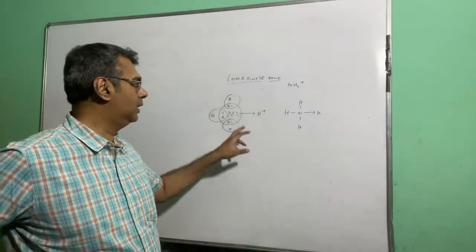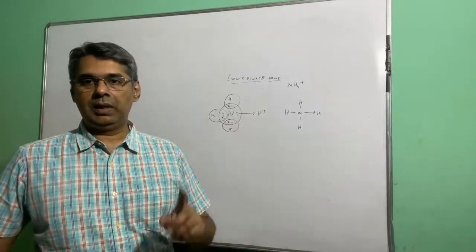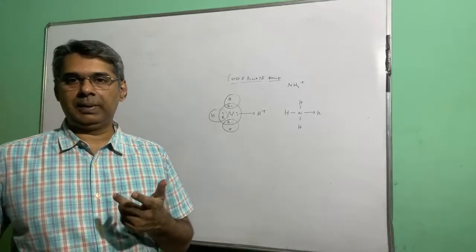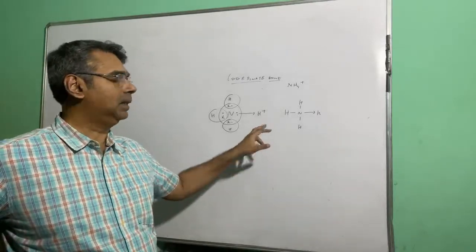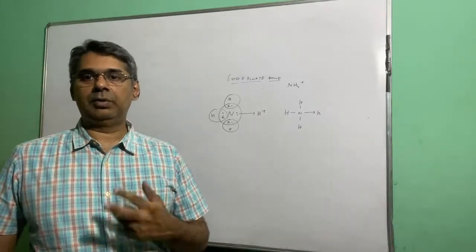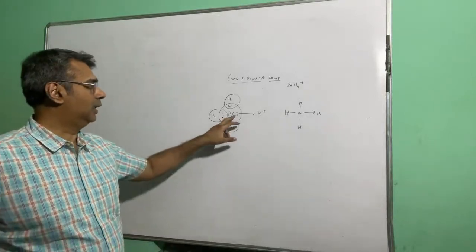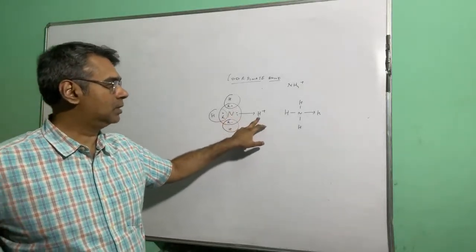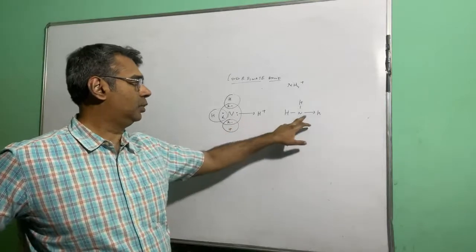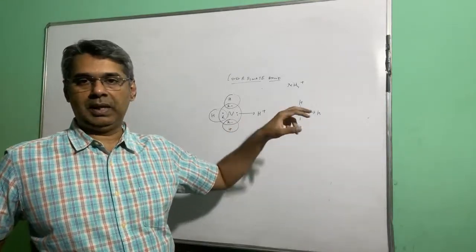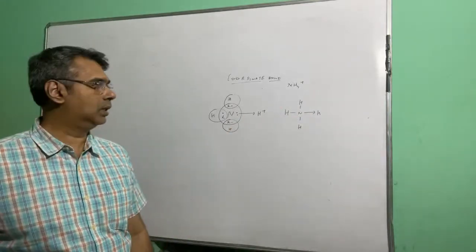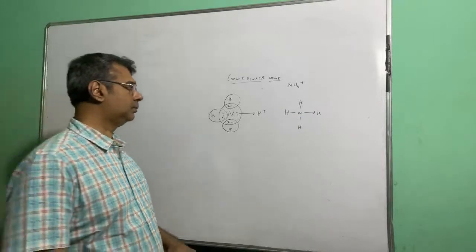If you can give a pair of electrons to H plus ion, then what will happen? It will achieve a duplet. It will have 2 electrons. So you donate these 2 electrons to H plus. That donation is shown by an arrow. When you put an arrow, that means you are donating 2 electrons to the H plus.